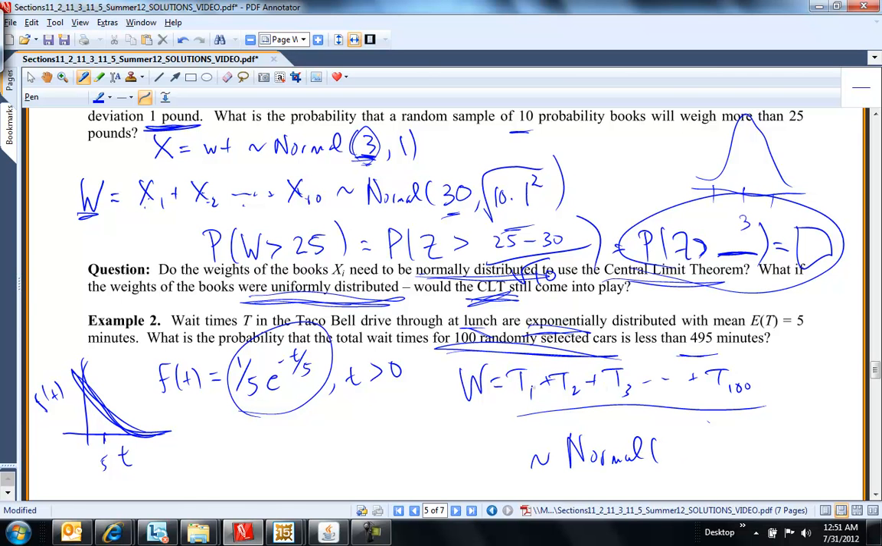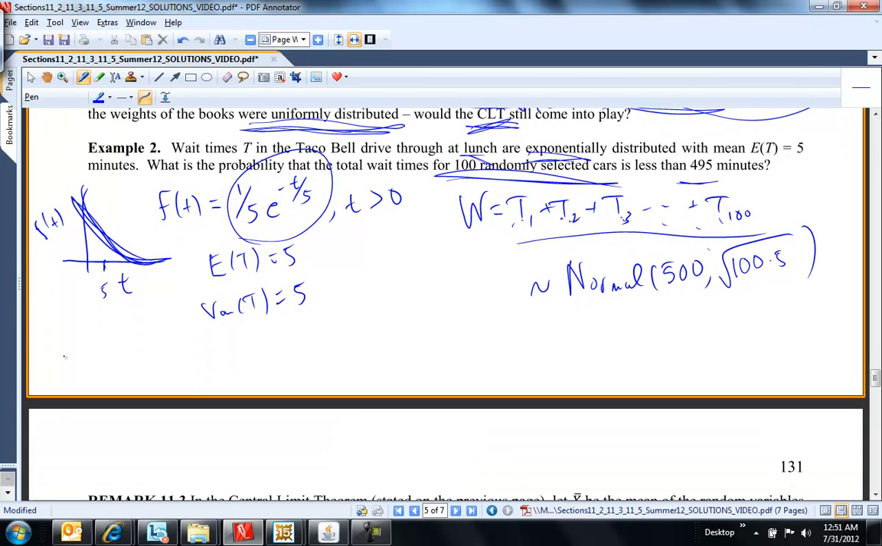With a mean of, let's see, this is going to be 5 minutes, 5 minutes, 5 minutes, 5 minutes, so 500 minutes. And let me see, variance, right, expected value is 5, and variance of t is 5, right, for an exponential. So 5, 5, 5, 5, 5, 5, so 100 times 5, and then I take square root to find standard deviation.